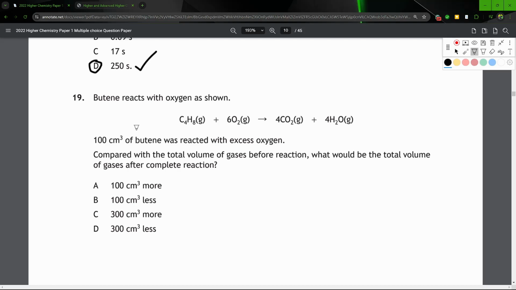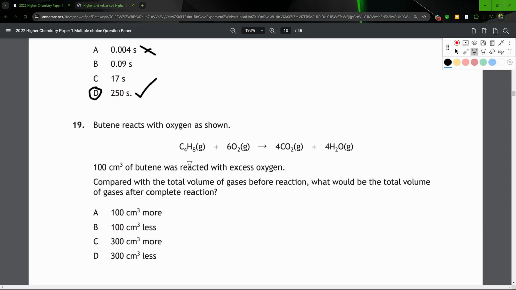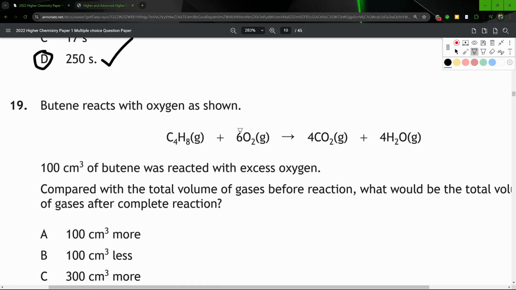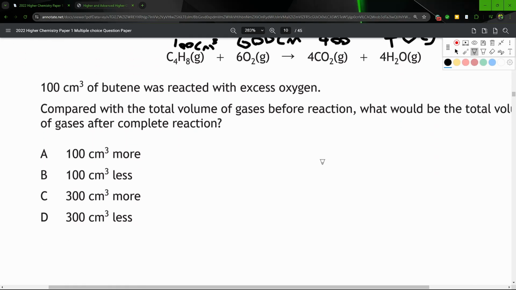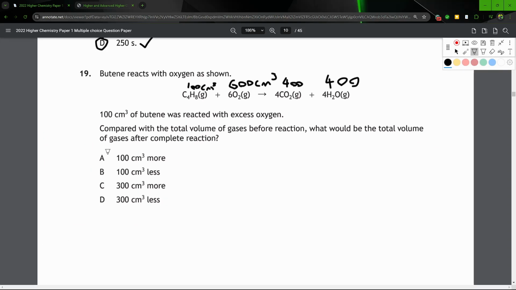Okay, so let's go and figure this out. It's reacted with excess oxygen, so that means we don't need to worry about the amount of oxygen needed, but we have 100 cubic centimeters here, and since it's excess, we're going to be reacting with 600 cubic centimeters because it's a 1 to 6 ratio. So that'd be 700 in all, and then we're going to produce 2 gases here, and water in this case is hot enough that it would be a gas, which means it would be 400 and 400, which of course would be 800, and this would only be 700, so it'd be 100 cubic centimeters more.